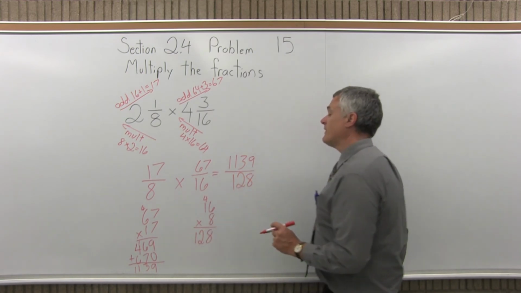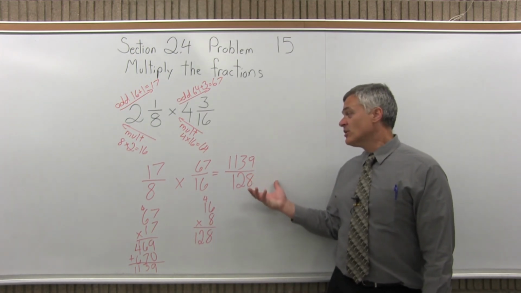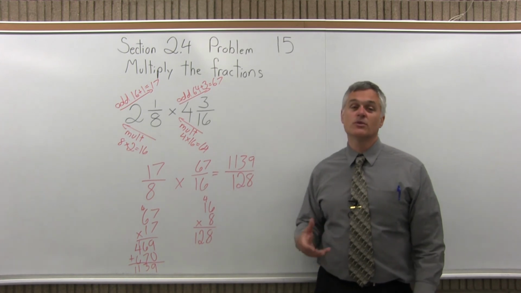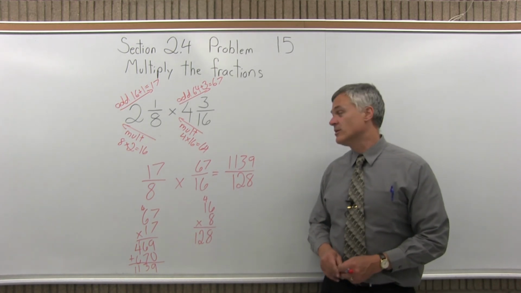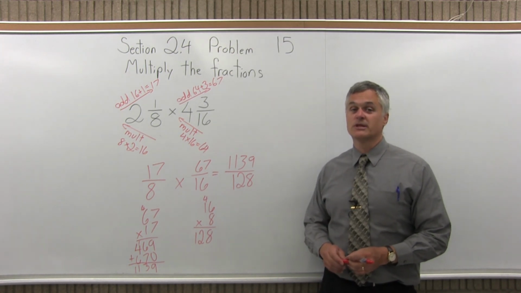So my answer is 1,139 over 128. That can be turned back into a mixed number if you like, but if the directions don't specifically require you to do it, the 1,139 over 128 is a perfectly acceptable answer.